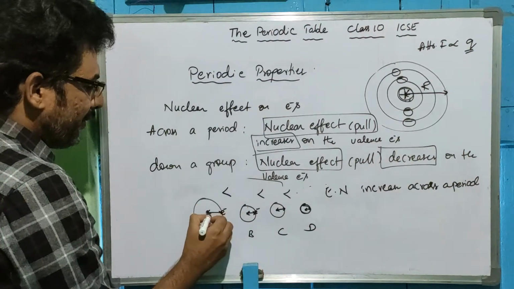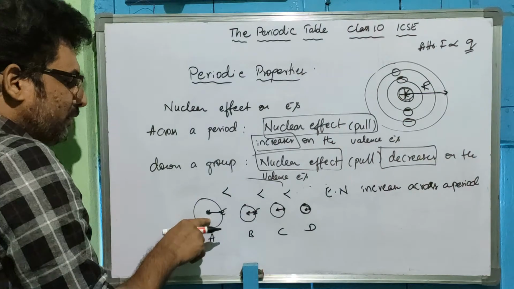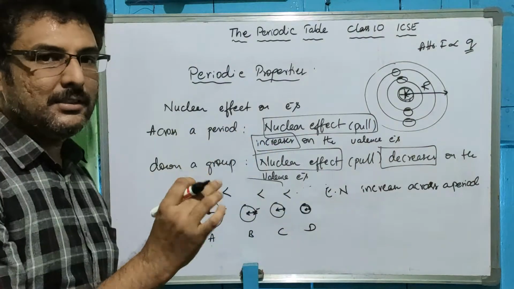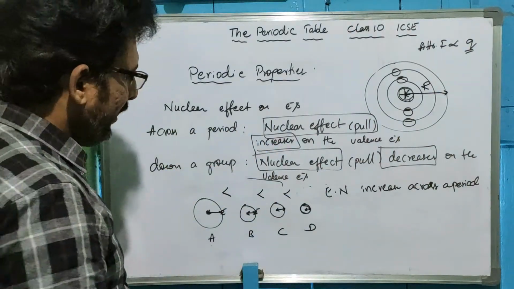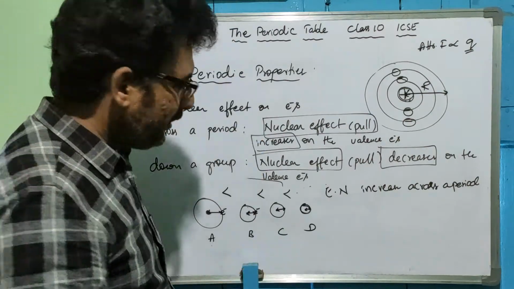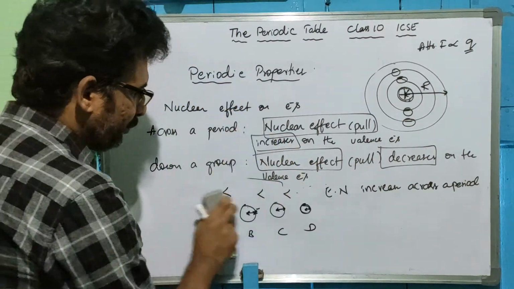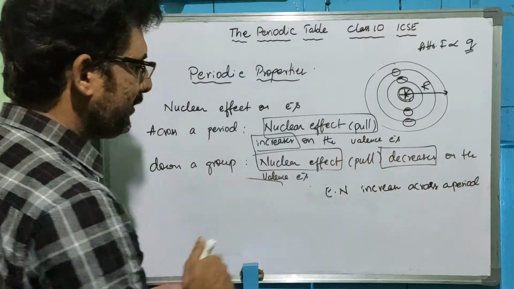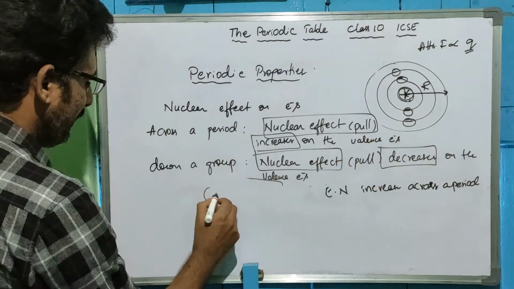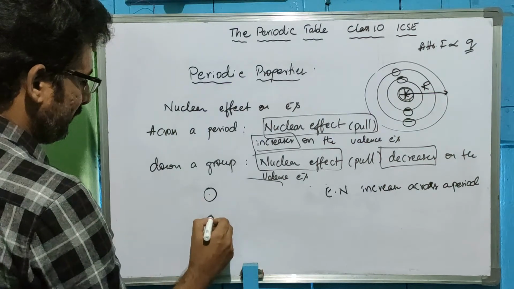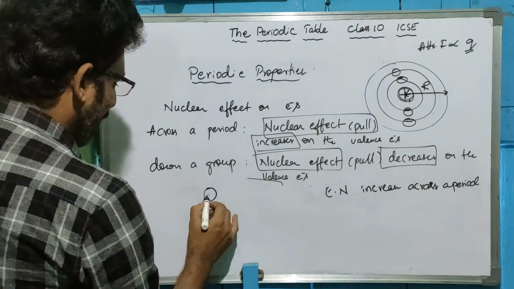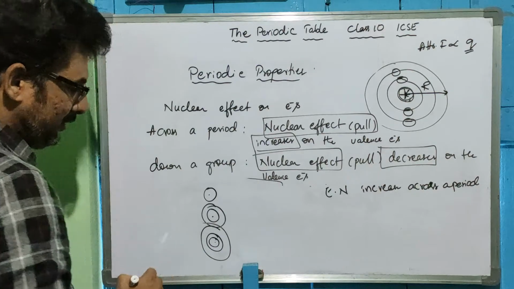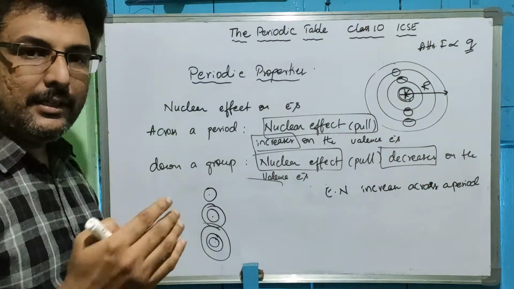In the same way, the nuclear effect, or the force of the nucleus on the valence electrons, also increases because the atomic size is very less. Now let's see what happens to the electronegativity down the group. Here we know that down the group, the nuclear effect on the valence electrons decreases, or the atomic size increases. The first element of the group will have only one shell, the second element will have two shells, and the third element will have three shells. It goes on like this, and at the same time the atomic size also increases.